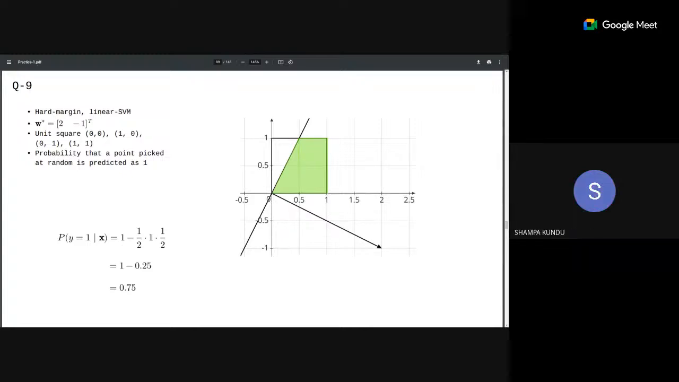Sir, can you please explain the last data? 1 minus half into 1 into half. So this green area is clear, right? The formula for a triangle is half base into height. So the green area is what? The square's area minus the small triangle here. So what is the area of this triangle? Right triangle, half base into height. Half into 1 into half, right?